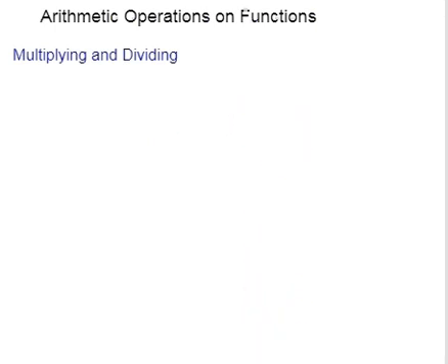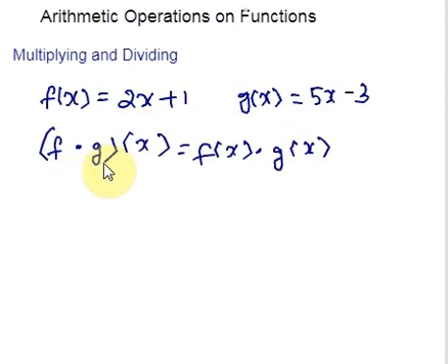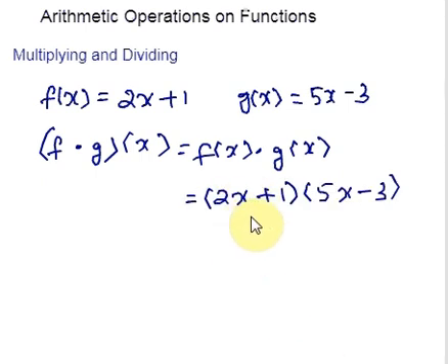Please consider this example. F of x is 2x plus 1. G of x is 5x minus 3. Let's find the product of the functions f and g. F times g of x is nothing but f of x times g of x. To find the product, we are just going to multiply the given functions f of x and g of x. Replace f of x with 2x plus 1 and g of x with 5x minus 3. Since we just have two terms in each of the functions, this will look like the FOIL method.